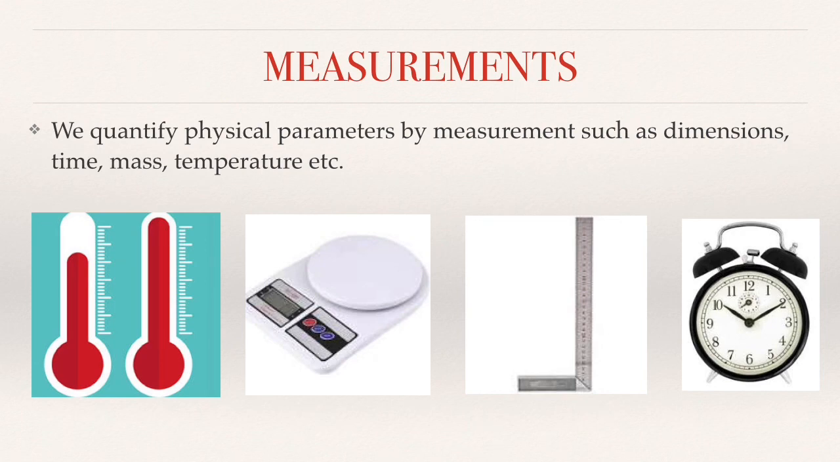So what is measurement? Well, the question arises how we quantify any physical parameter. We quantify any physical parameter by measurements. For example, when we talk about temperature measurement, we talk in terms of degree Celsius or Kelvin or Fahrenheit, etc. Similarly, for weight or mass measurement, we go for kilogram, gram, etc. Similarly, for length measurement, we go for meter in SI unit, and for time measurement, we talk in seconds.